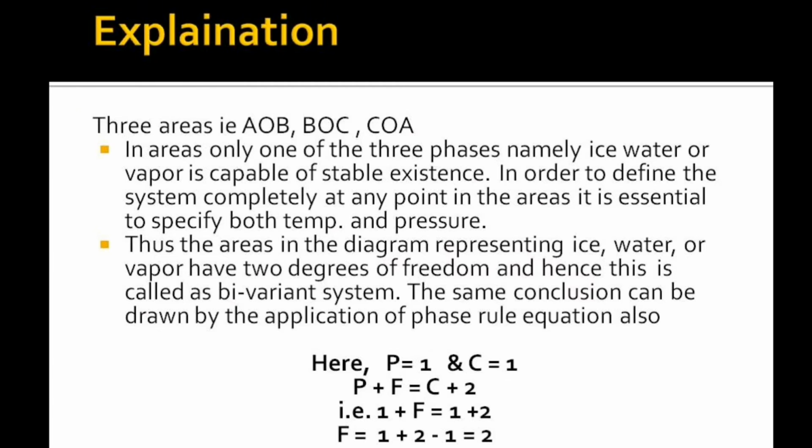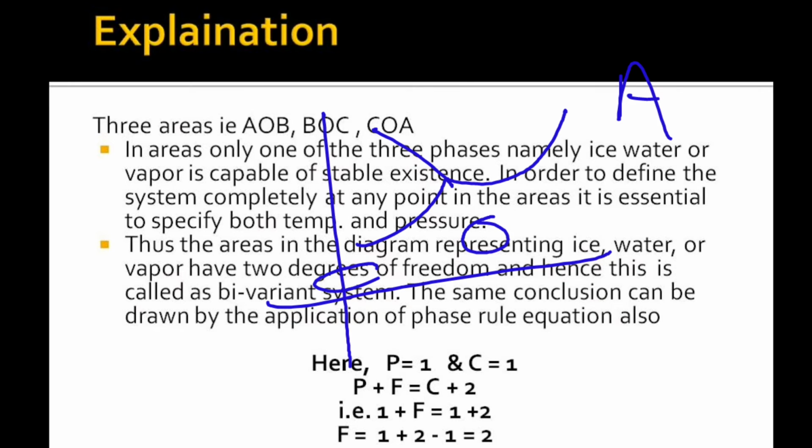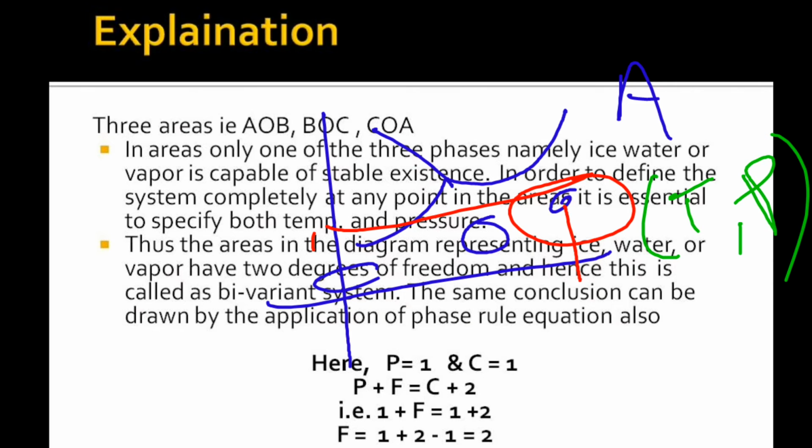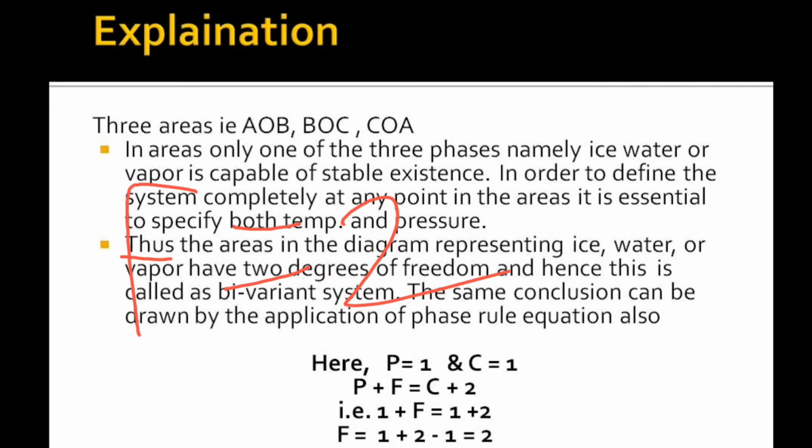Now as you know, there are 3 areas: area AOB, area BOC and area COA. Now let us take one area AOC. In this area only the ice phase exists. Since this is an area, in order to locate the position of a point in this area, pressure as well as temperature, that means the value along the x-axis as well as the value along the y-axis, is required. So 2 coordinates are required to locate the position of a point. That means this area is bivariant.